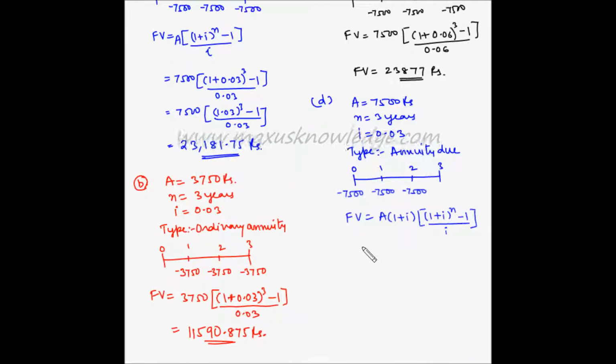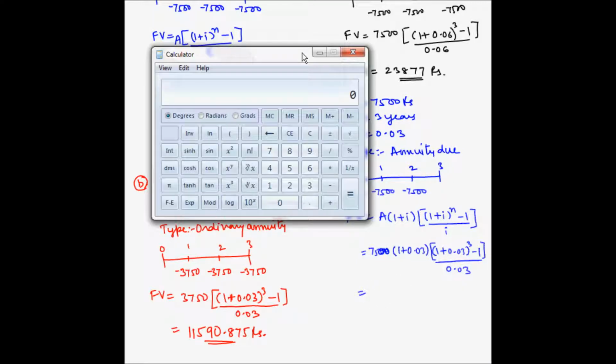So now let's plug in the values here. So 7,500 into 1 plus 0.03 into bracket 1 plus 0.03 to the power 3 minus 1 divided by I, which is 0.03. So now we'll first calculate this portion here.